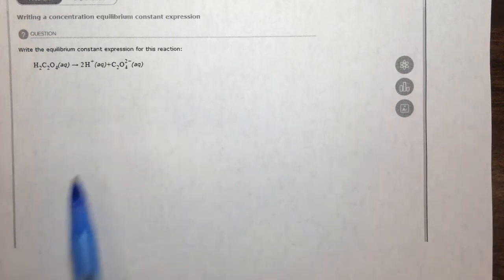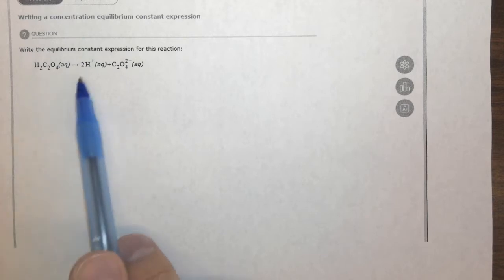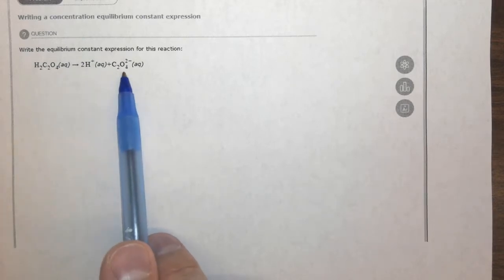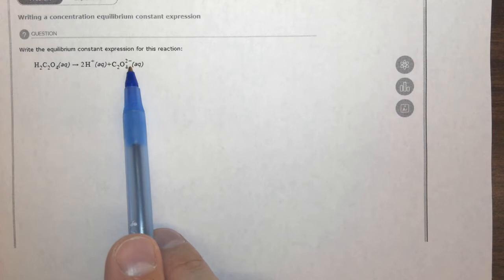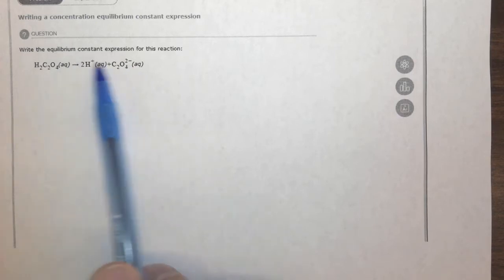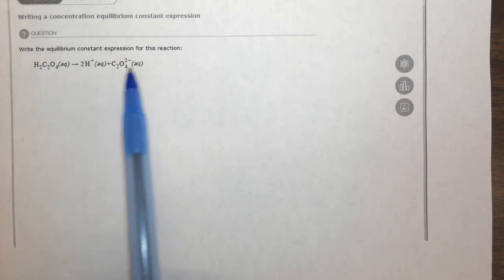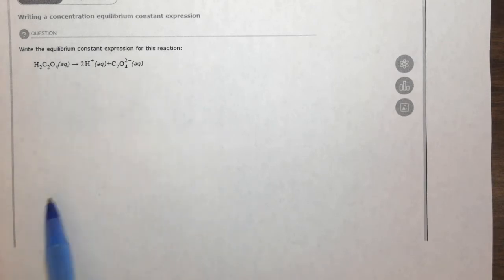In this question, we have this compound, H2C2O4 aqueous, going to 2H+ and C2O4 2-. So essentially what we want to do here is write the equilibrium constant expression for this reaction. I want to derive this for you in this particular case, and then I'll show you at the end the easier way to do this.